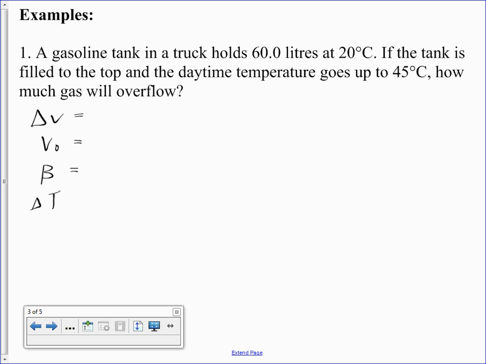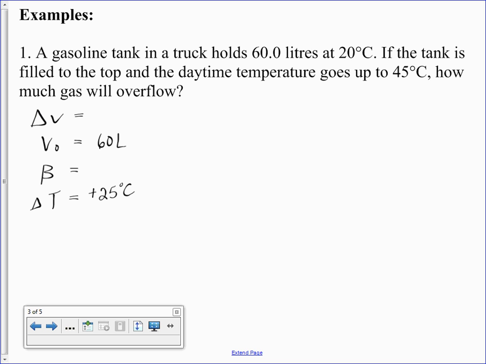And as we read through this question, a gasoline tank holds 60 liters. That is the original volume, assuming that the tank is full, which it says in the second sentence. The temperature changes from being 20 degrees to 45, a hot day. And so that's an increase of 25 degrees Celsius, and I'm writing it in the incorrect place. That is your change in temperature.